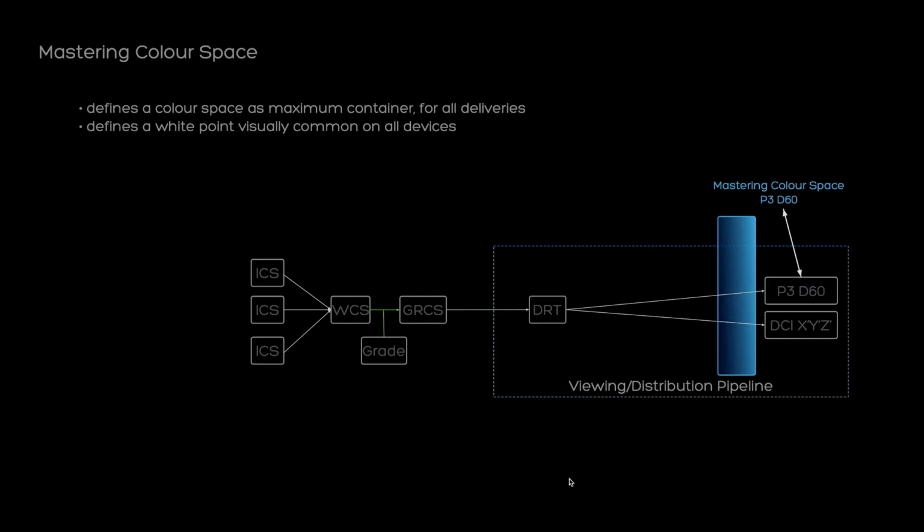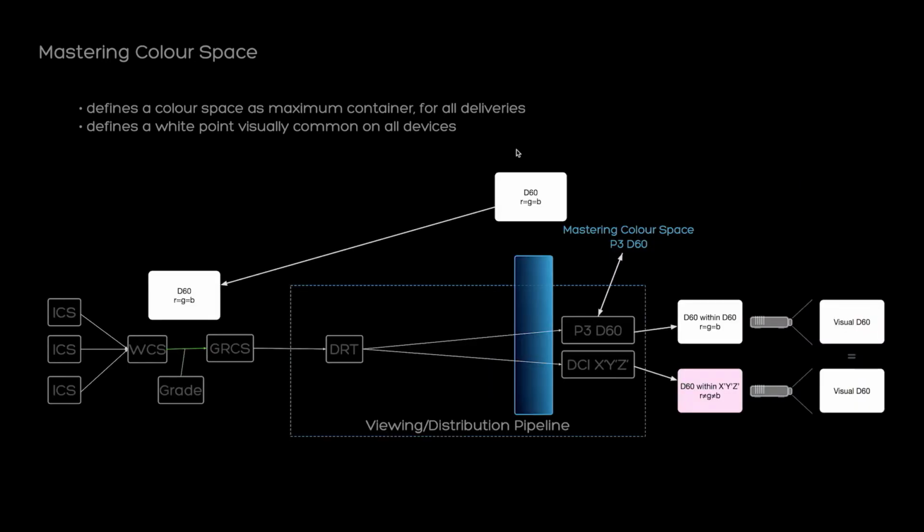At this stage, we also define the mastering white point or the visual white point. The white point gets back propagated all the way to the working space and therefore specifies the white point of the scene. In other words, the mastering white point defines what the neutral axis, red equals green equals blue, actually means visually. You could say it defines the visual white point.